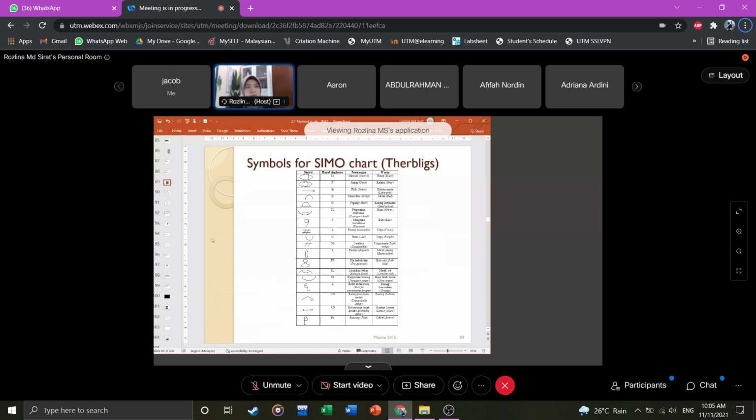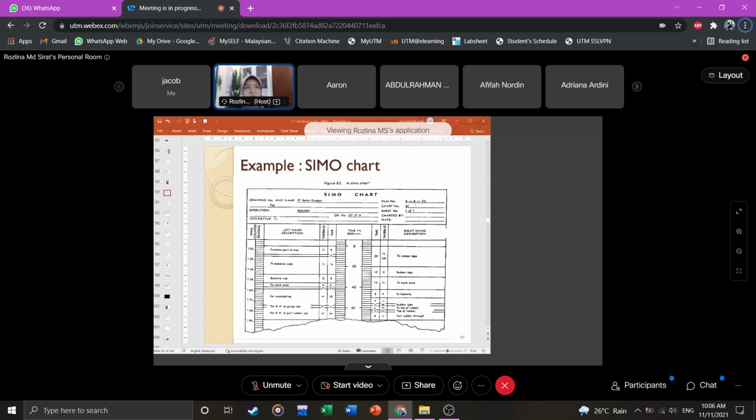Okay, these are the symbols for the SIMO chart. They have symbols like eyes, meaning search, find, select, grasp, hold. You have the explanation here, and many more symbols compared to the previous one, where you just have four or five. Then they have the color coding here. Then this is an example of a SIMO chart, but I have it in black and white, so we cannot see the details, right?